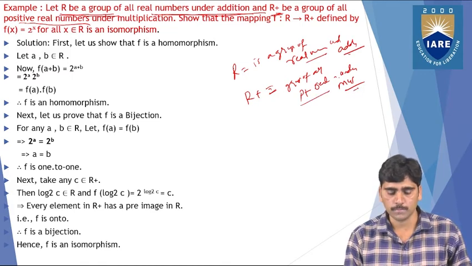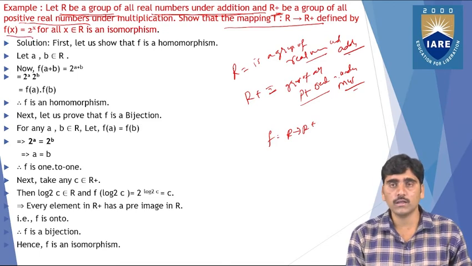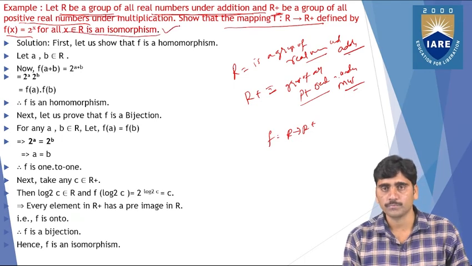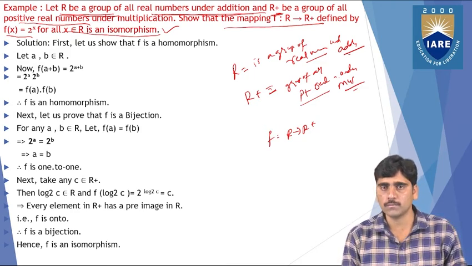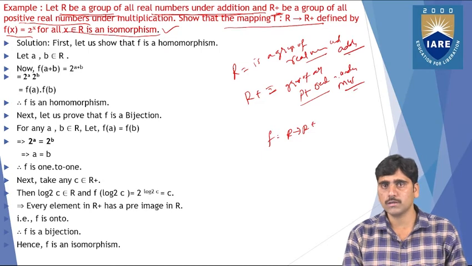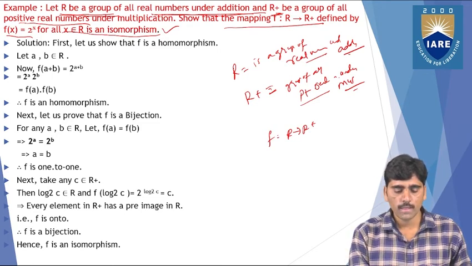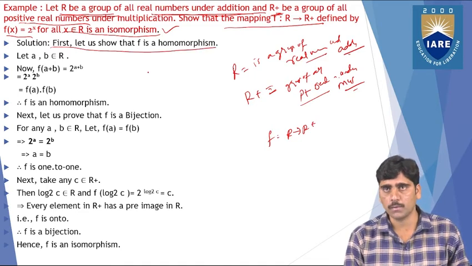Show that the mapping f from R to R plus defined by f of x equals 2 power x for all x belongs to R is an isomorphism. So we need to show that it is an isomorphism. Isomorphism means a bijection of a homomorphism, right? So see here, first of all we need to show that it is a homomorphism.